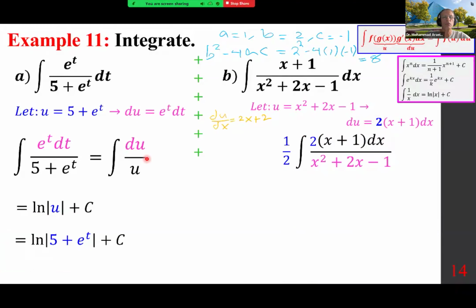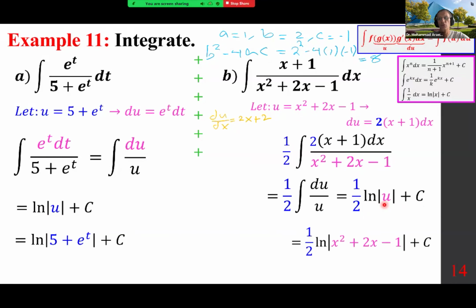And this part looks like this, du over u, and that is a natural log. So 1/2 natural log of absolute value of u plus a constant. You replace the u and you keep the absolute value sign because this expression can be negative or positive, and therefore you're done.